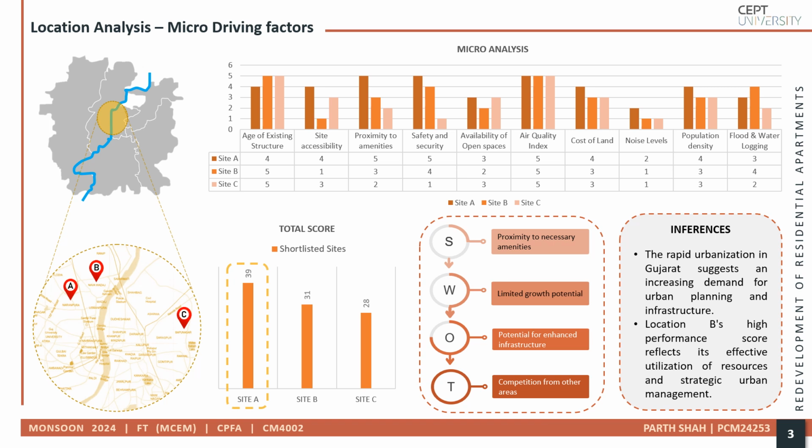Following this, micro analysis was carried out for three potential sites. The factors considered for this analysis included the age of existing structures, site accessibility, proximity to amenities, safety and security, availability of open spaces, AQI, land costs, noise levels, population density, and flooding. These factors were similarly rated and scored, and the results indicated that Site A had the highest score, making it the top priority for redevelopment.